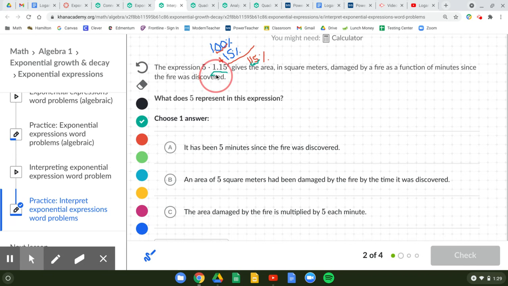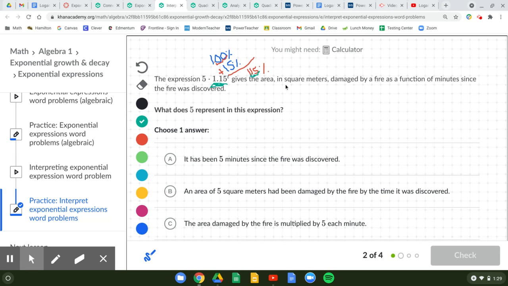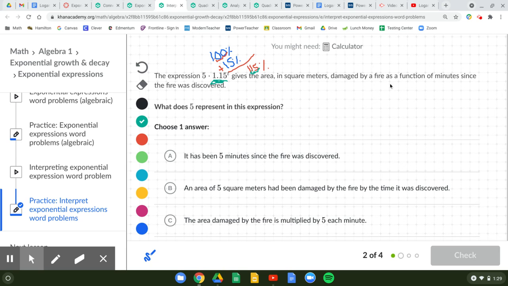It's saying that you have 15% growth every t, which t is, it doesn't tell us. Oh, minutes. As a function of minutes. So t is time in minutes. So every minute, there's an extra 15% growth in the area that's apparently being damaged by a fire. So it's growing by 15% each minute.